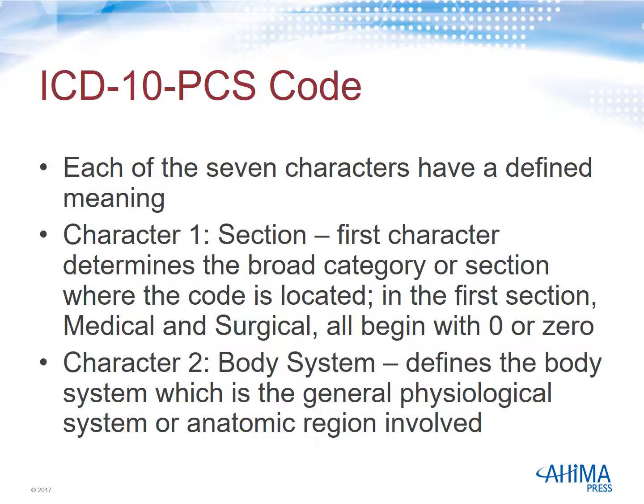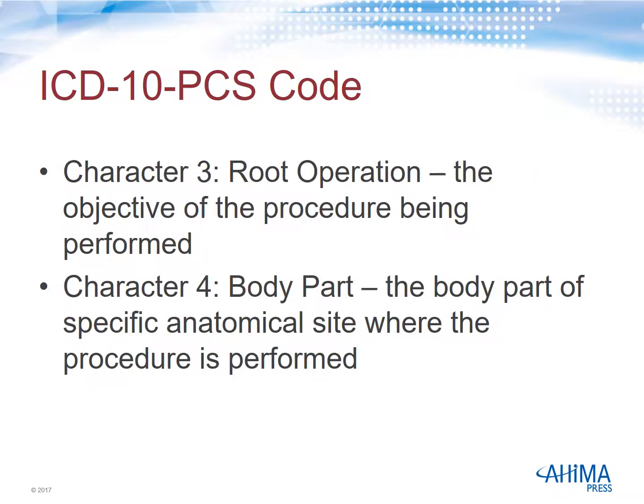Character 2, body system. This defines the body system, which is the general physiological system or anatomic region involved. 3 is your root operation, the objective of the procedure being performed. Character 4, body part. The body part is the specific anatomical site where the procedure is performed.